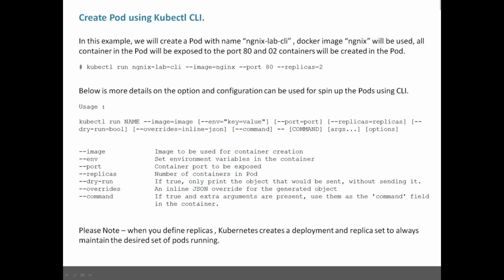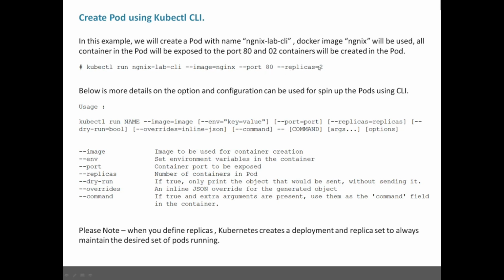All container in the pod will be exposed to port 80, and 2 containers or replica of 2 will be created in the pod. To create a simple configuration, I thought to make things simple. So you can run kubectl, which is the Kubernetes command. Run is basically the option which we are using. This is going to be pod name. Image, dash image is equal to image name. That's image we are going to use, dash port 80, because containers will be exposed with this particular pod.